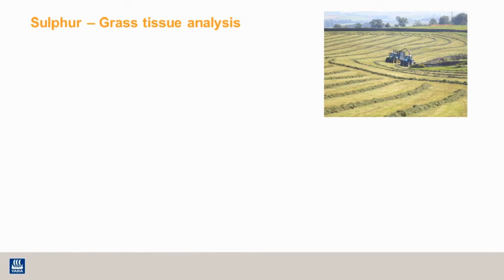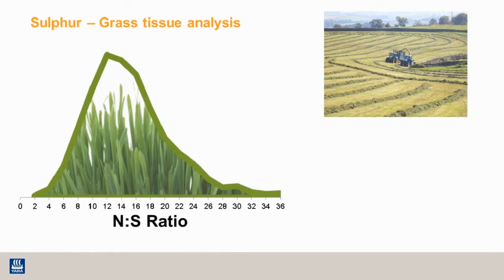So how might we know if we need sulfur? Well, we can test the grass itself. And here, as there's a close synergy between sulfur and nitrogen, it's the ratio of the two which really we should be looking at. And for optimum yield and quality, grass requires 1 part of sulfur for every 12 parts of nitrogen. So we set our target ratio at 12:1. Hit that, and we get our sulfur management right.